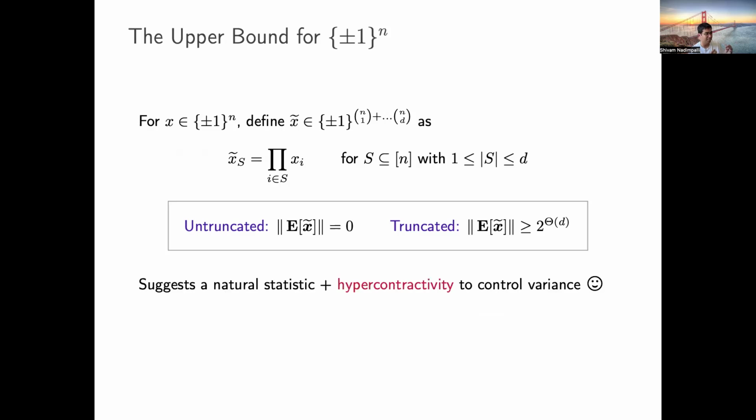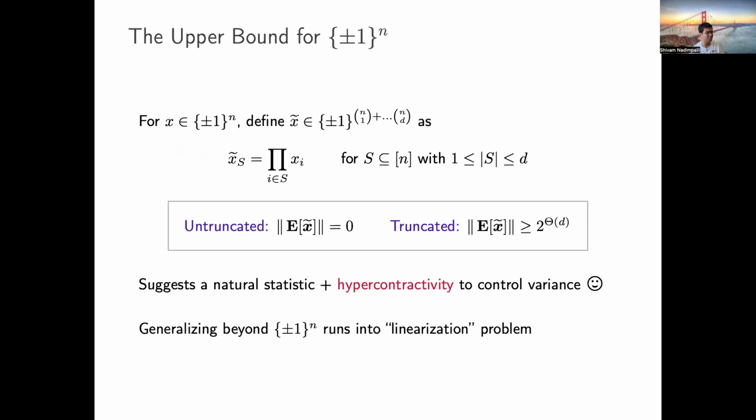In the interest of time and to keep things simple, I'm not going to write down the statistic. And so we can compute the statistic, which distinguishes between these two settings, but we also require that the variance of this estimator or statistic is the same in the truncated and untruncated settings. And over here, again, we need hypercontractivity to control the variance.